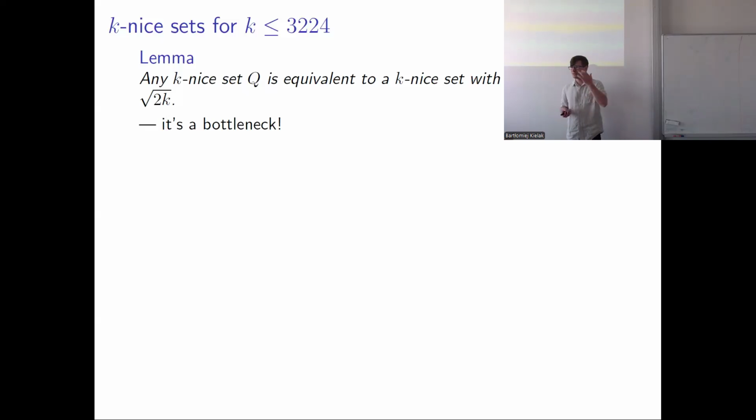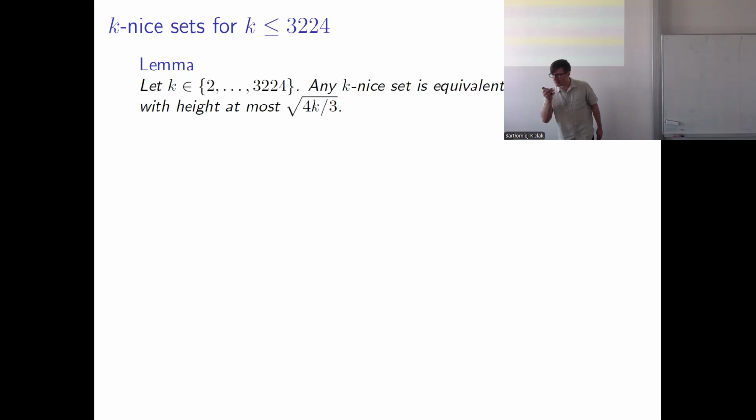So it is very weak, and in practice, we can usually find some equivalent set which has height even lower than the square root of 2k. So the question is, how much can we improve this lemma? And this is what we actually obtained. So if we consider k up to 3224, then we can replace any k-nice set with another one which has height at most square root of 4k divided by 3.